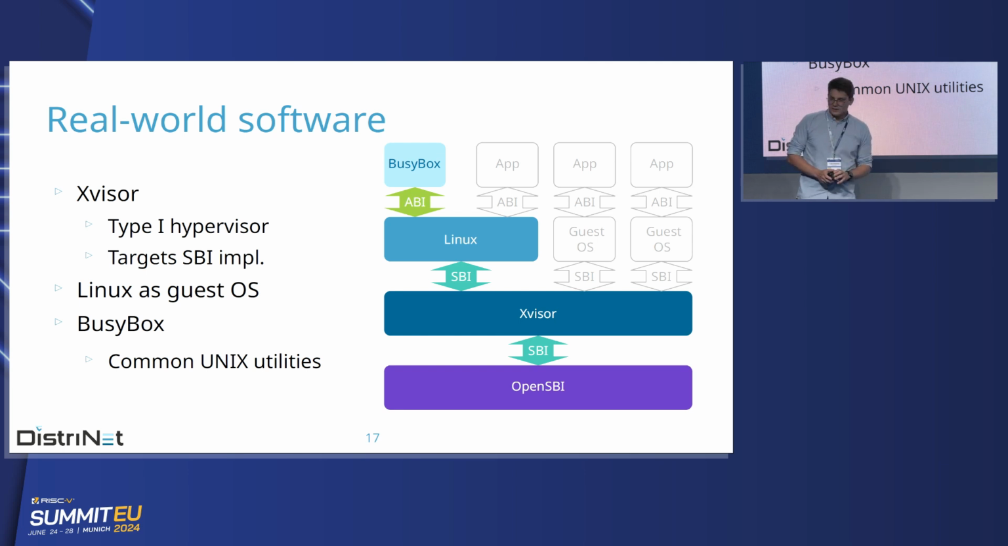Then, as I said, we also demonstrated the functionality of the model using real-world software. We chose to demonstrate this using Xvisor. Xvisor is a type 1 hypervisor, and it targets an SBI implementation. Luckily, we all know a very nice SBI implementation called OpenSBI, so we used that. Linux was used as a guest operating system, and then BusyBox was used in user mode to get some basic functionality there and just show that we can do something.